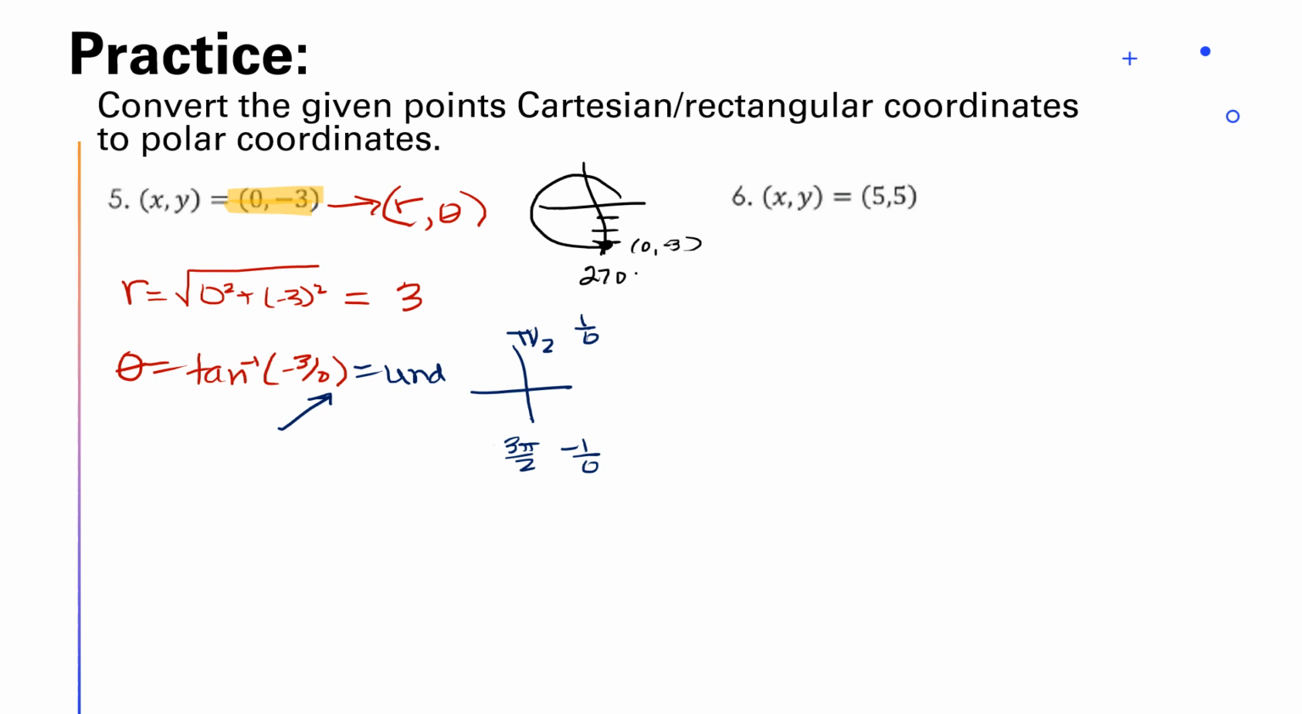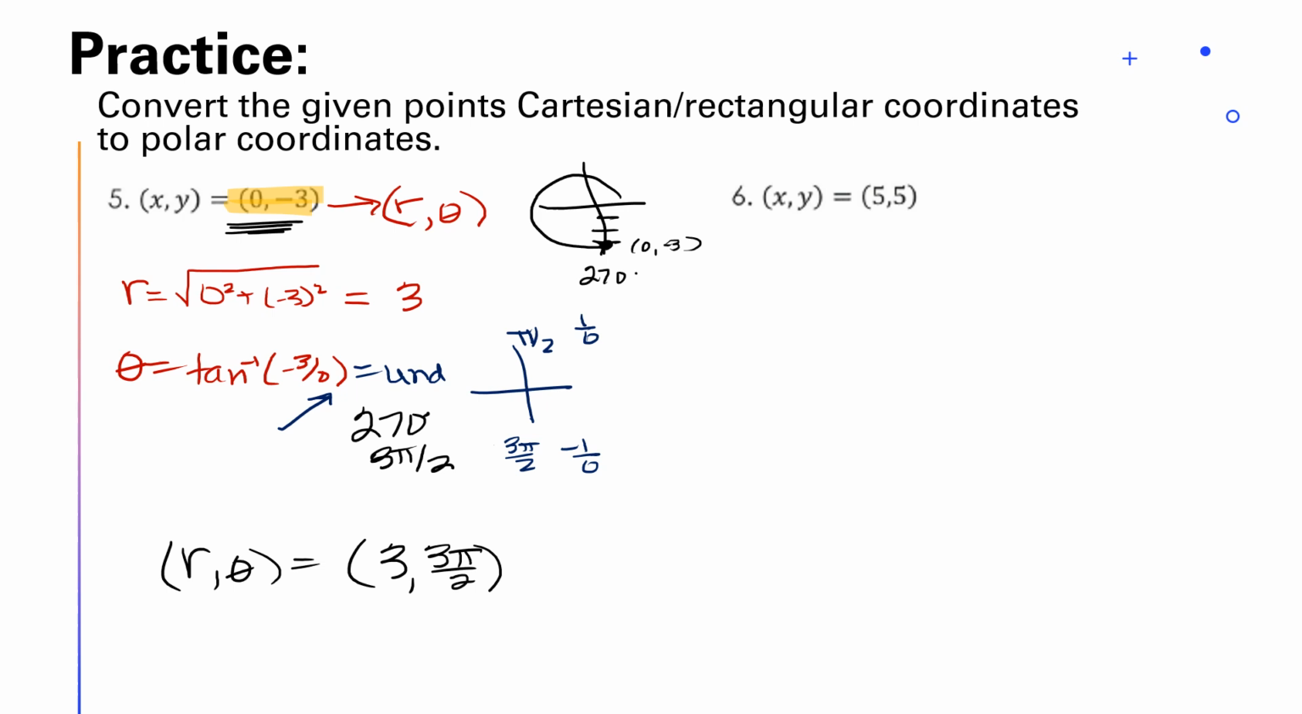So our theta turns out to be 270 degrees, or 3 pi over 2, strictly based upon what we were given, and that coordinate is at the end of the y-axis. So (r, theta) for example 5 is (3, 3 pi over 2). Good job.